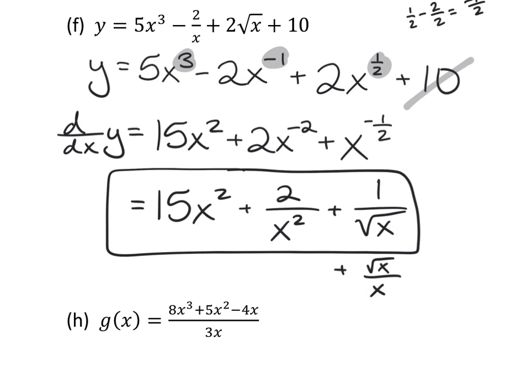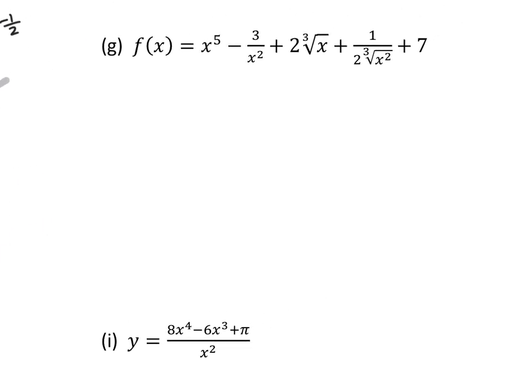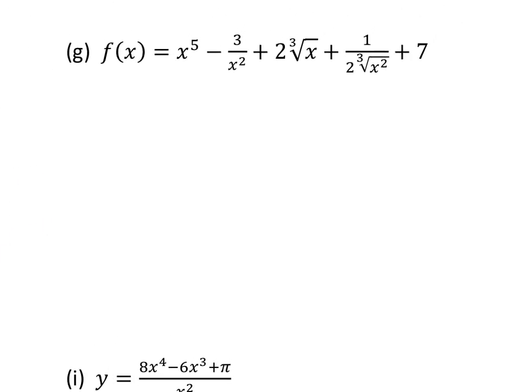Can I have you try one? It's okay if you messed up. That's all I'm going to say. But I want you to try letter G. First, change everything to where it has exponents showing, then take the derivative, then try to put it back. I'll give you some time to think.